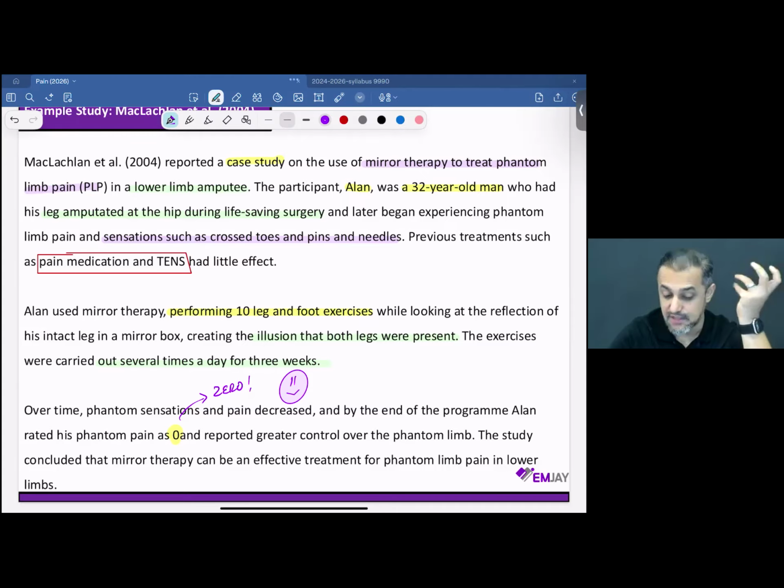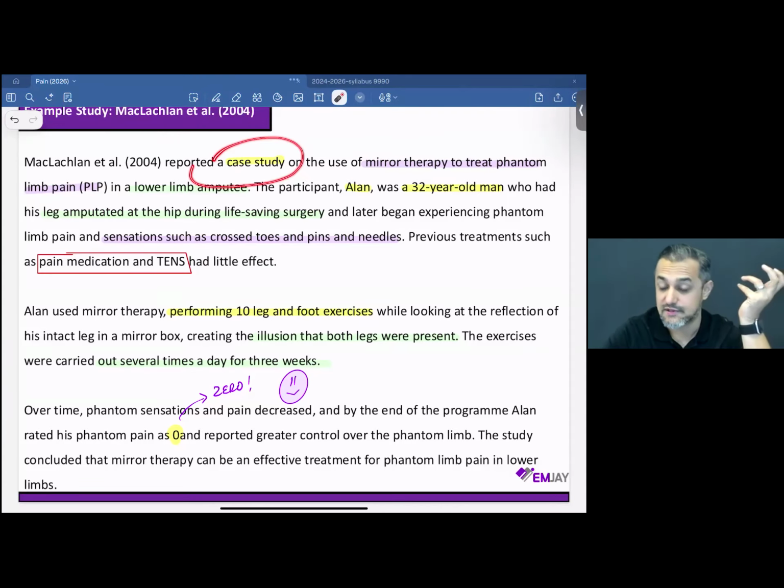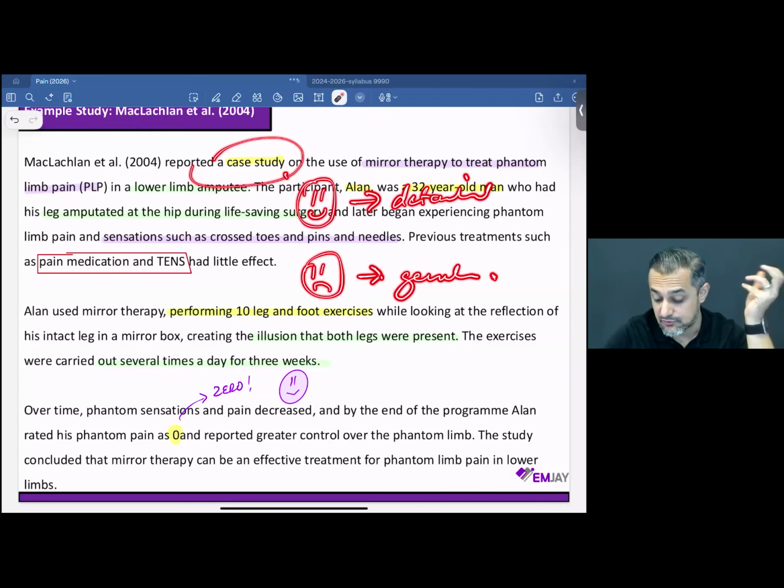But yeah, this is a case study. And of course, the good thing about a case study is that we have a detailed amount of information. The bad thing about a case study is that you might not be able to generalize from the findings of this particular study.